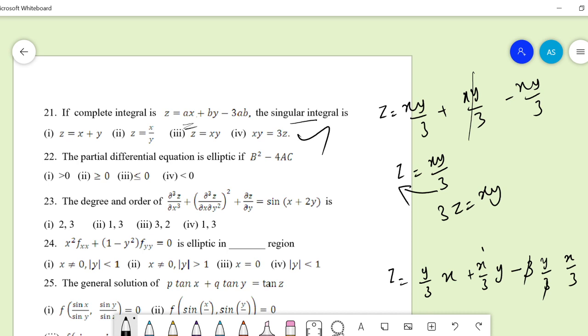Next one, the partial differential equation is elliptic when b square minus 4ac value is less than 0, not less than or equals, less than 0. This is our answer. So here also we have to do the same method on degree and order.